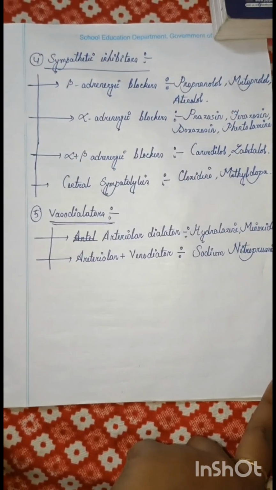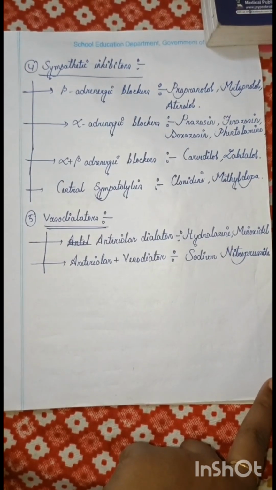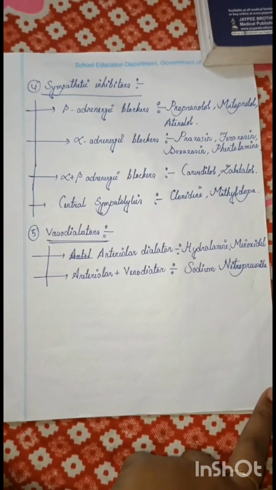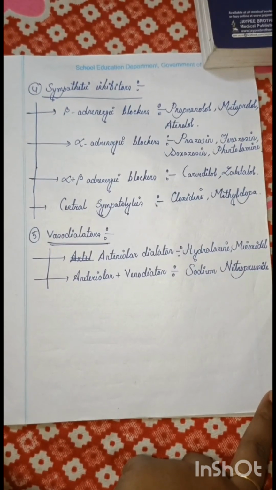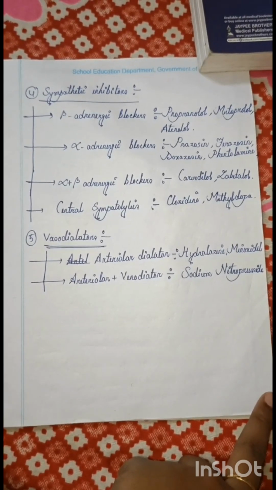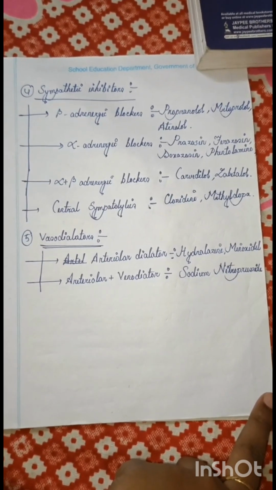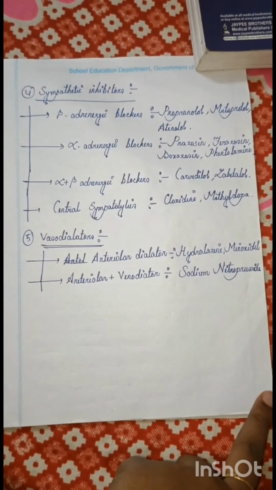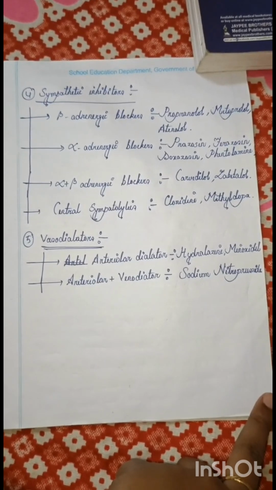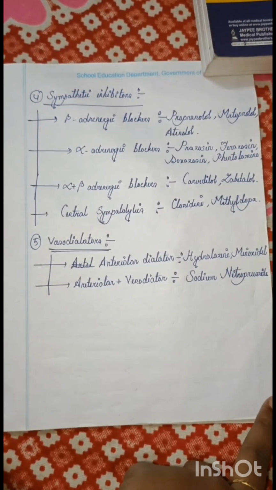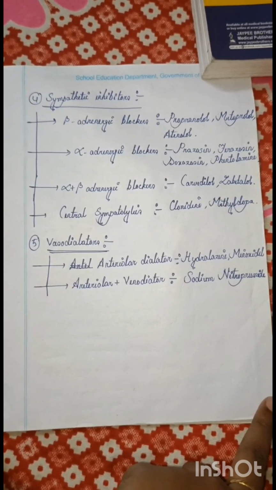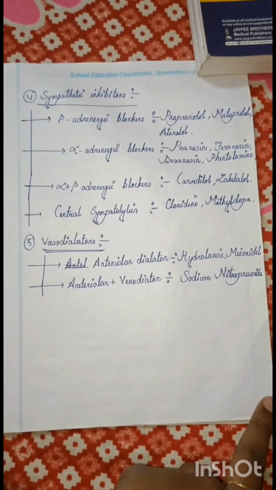Coming to sympathetic inhibitors, the categories are beta adrenergic blockers, alpha adrenergic blockers, alpha plus beta adrenergic blockers, and central sympatholytics. Beta adrenergic blockers are propranolol, metoprolol and atenolol. Alpha adrenergic blockers are prazosin, terazosin, doxazosin and phentolamine. Alpha plus beta adrenergic blockers are carvedilol and labetalol. Central sympatholytics are clonidine and methyldopa.